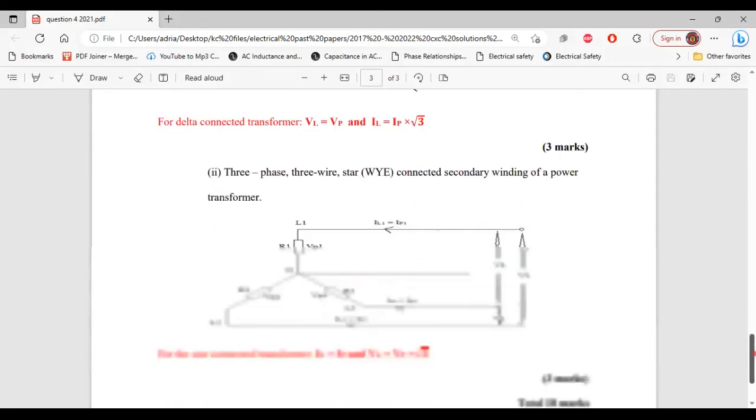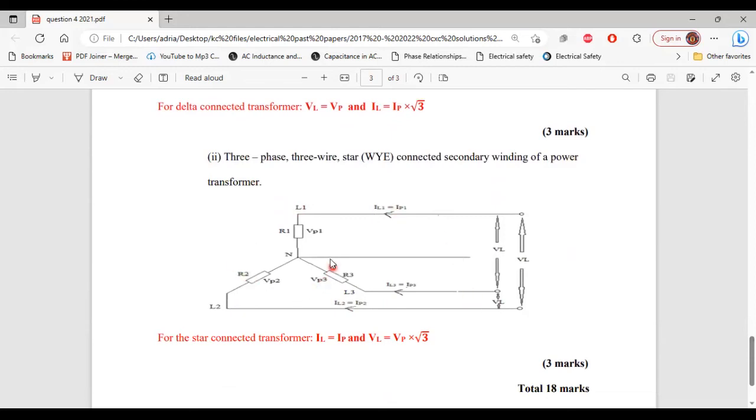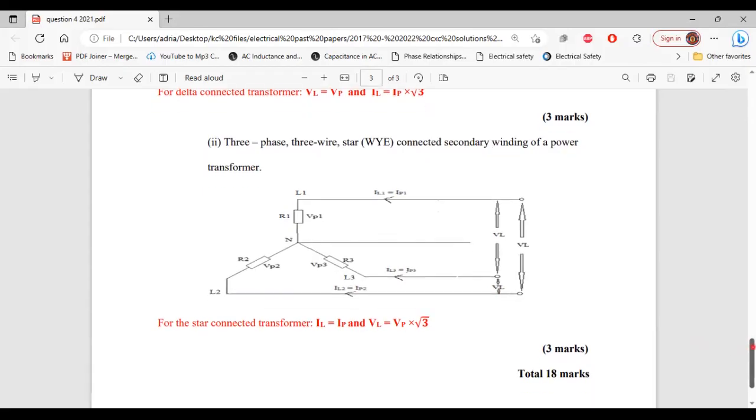For part 2 of C now, so here's the diagram. So this is the star connected secondary winding of a power transformer, and for this connection, the line current is equal to the phase current, and the line voltage is equal to the phase voltage multiplied by root 3. Alright, so that's it for part 2 of C, and that's it for this question.